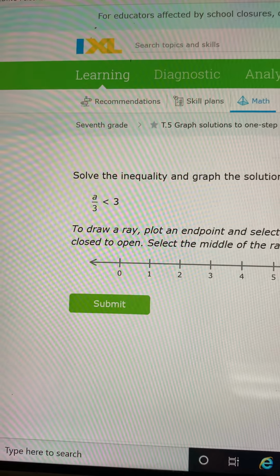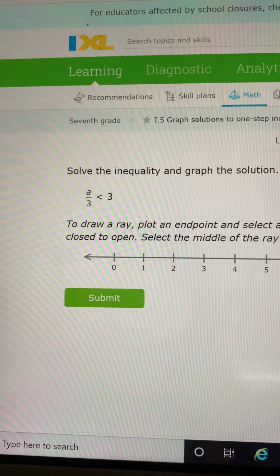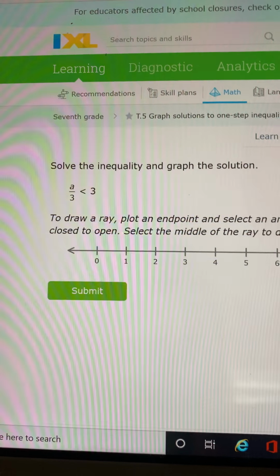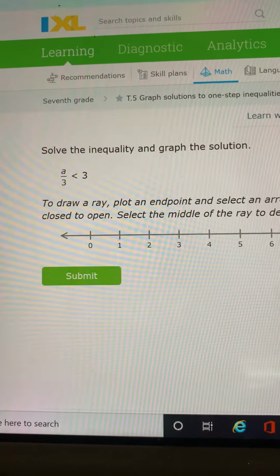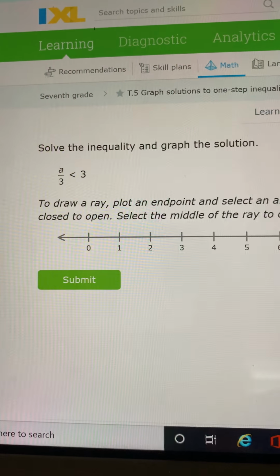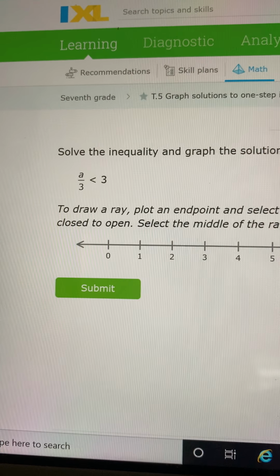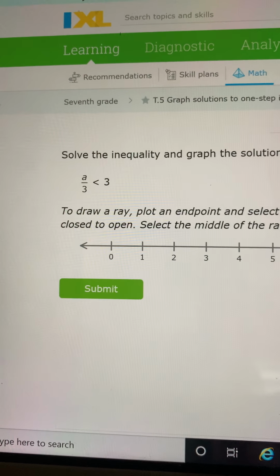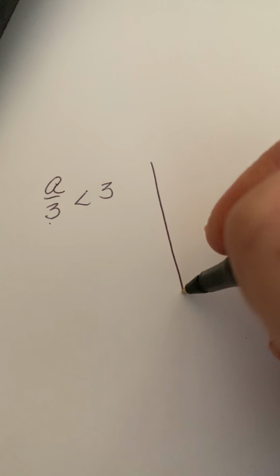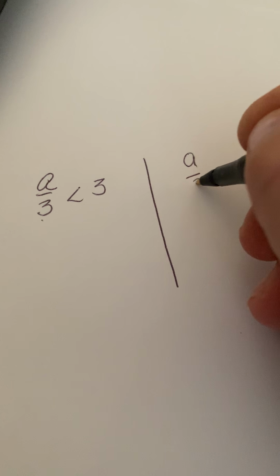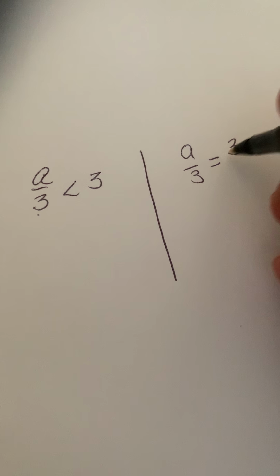Graphing inequalities. So today we're going to use what you know about one-step equations and inequalities, and we're going to pull them together. So we're going to take a look at this first one here, which is a over 3 is less than 3. And I've written it over here on this piece of paper. And I want you to consider what we might do if it was simply an equation.